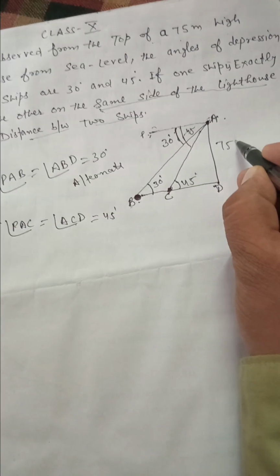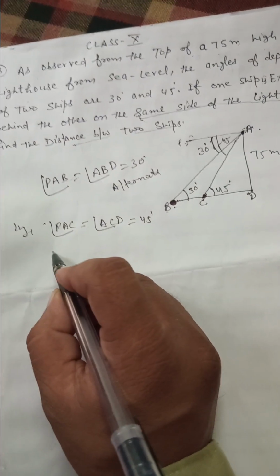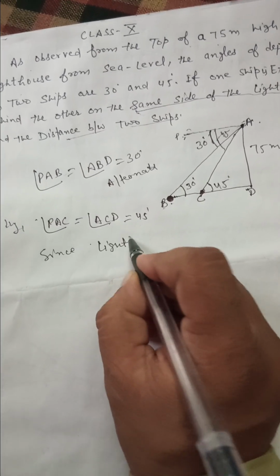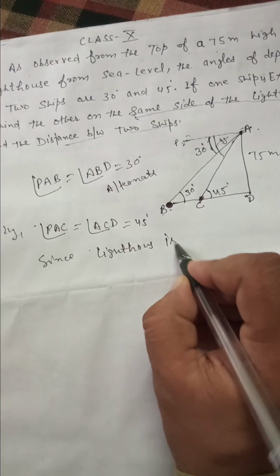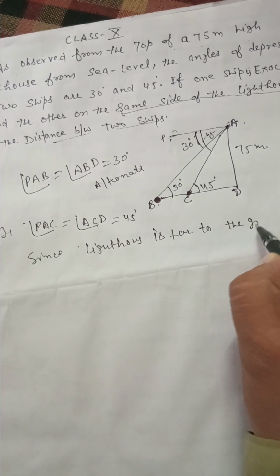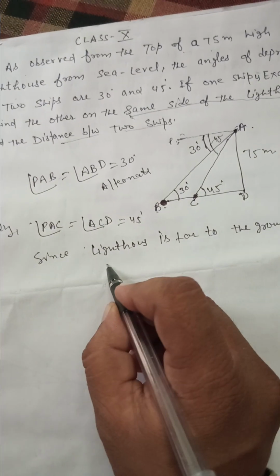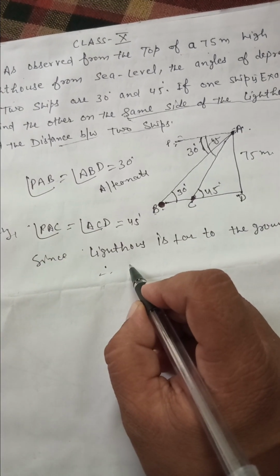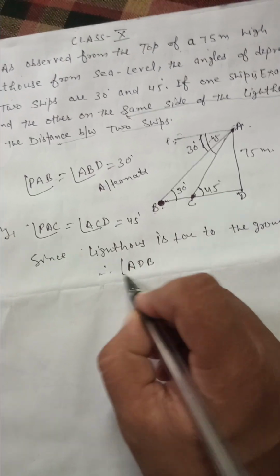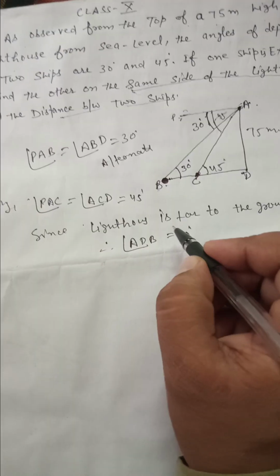So now the lighthouse height is 75 meters. Since the lighthouse is perpendicular to the ground, therefore angle ADB equals 90 degrees.